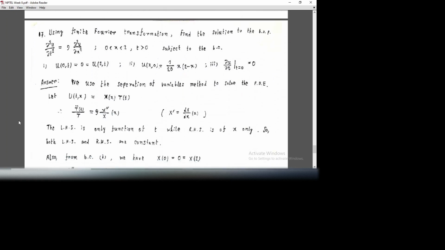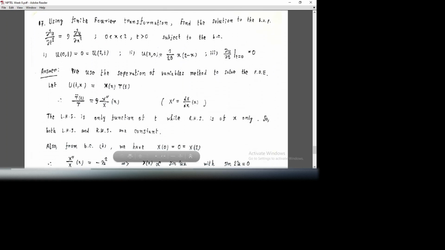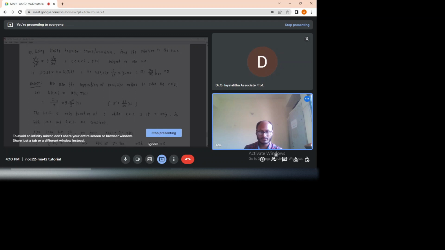Now the last one. Okay, since it's already 4:10, I don't feel like doing it anymore. So, okay, moreover, I have used a different technique here also.